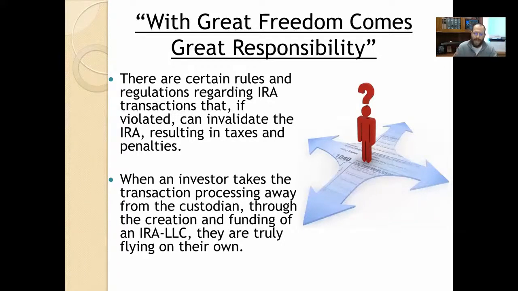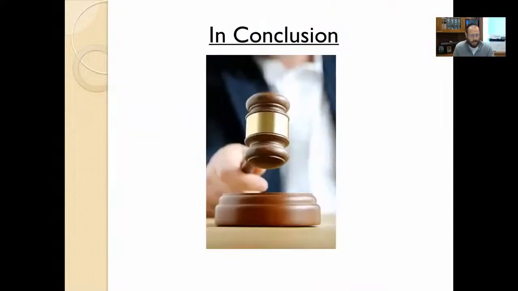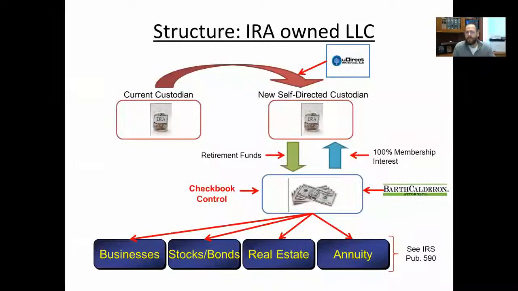That's why you want to work with counsel. So when an investor takes the transaction processing away from the custodian, through the creation and funding of an IRA LLC, they are truly flying on their own. Again, not a problem. Just make sure you have someone holding your hand. No big deal. So in conclusion, I want to leave you with this particular structure map here.